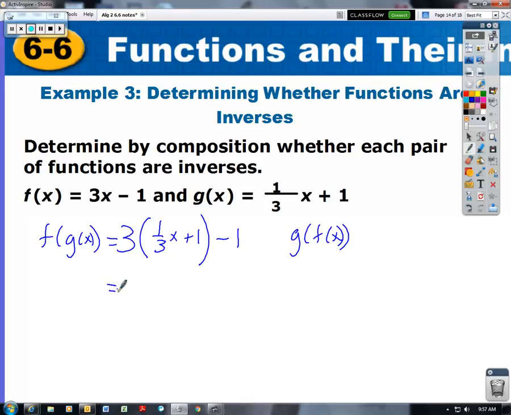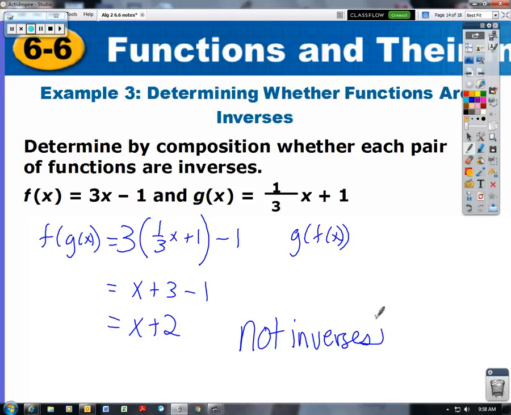And then let's do the math. We're going to distribute the 3. That's going to be 3 times a third, which is x, and then 3 times 1 is plus 3, and then minus 1. That's not going to be x. It's x plus 2. So I already know that they're not inverses because this one doesn't equal x. That's funny, I kind of thought they would be. I was expecting it to be an example where they are, but nope, they're not.